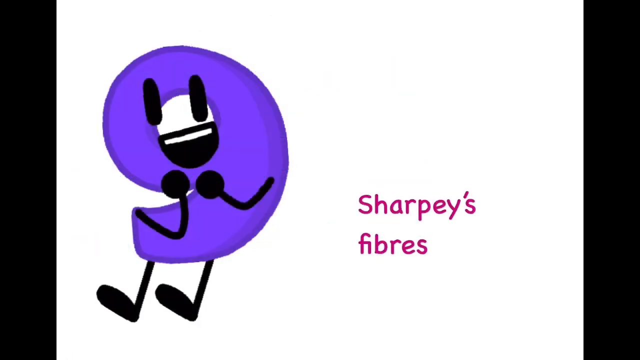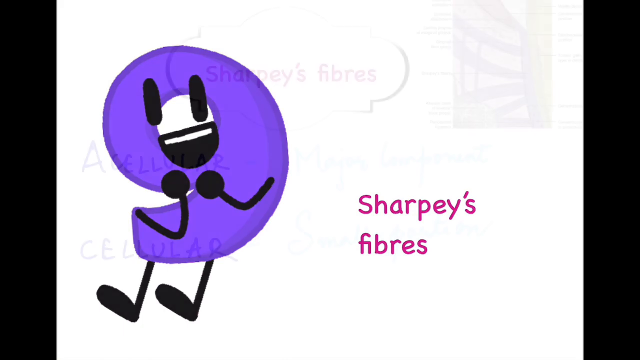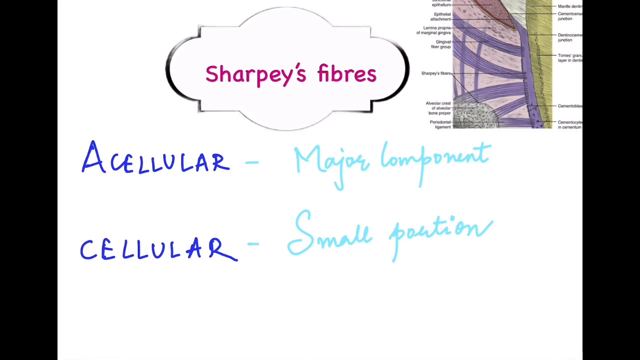So the ninth difference is regarding the Sharpey's fibers in cellular versus acellular cementum. In acellular cementum, the Sharpey's fibers are the major component present. Again, we can correlate here as acellular cementum is devoid of any cementocytes. Therefore, the Sharpey's fibers are more predominantly present compared to cellular cementum, where an amount of the matrix is formed by the cementocytes as well. Therefore, the Sharpey's fibers are less in number.